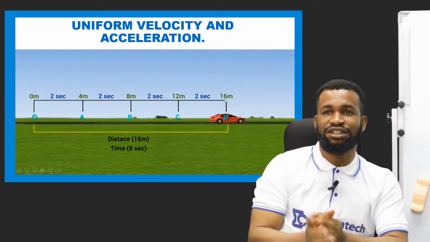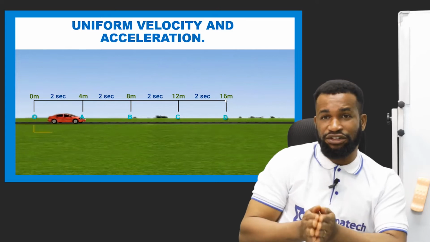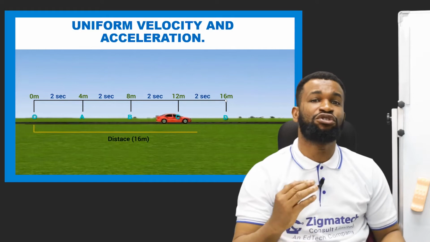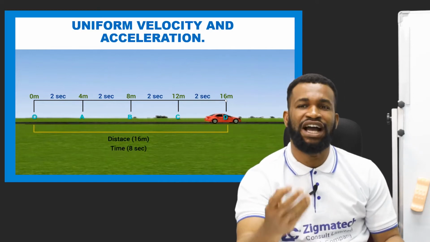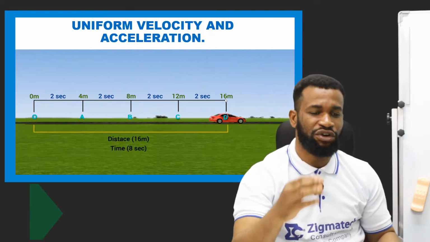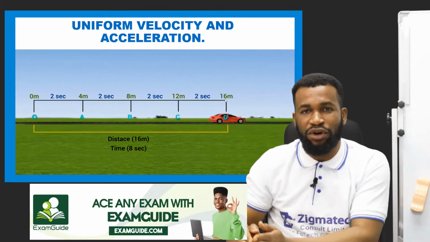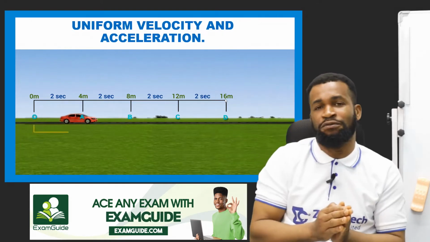Therefore, we say that the body is in uniform motion because the rate of change of displacement with time is constant, no matter how small the time interval is. So at every point, the same distance is covered in the same time.